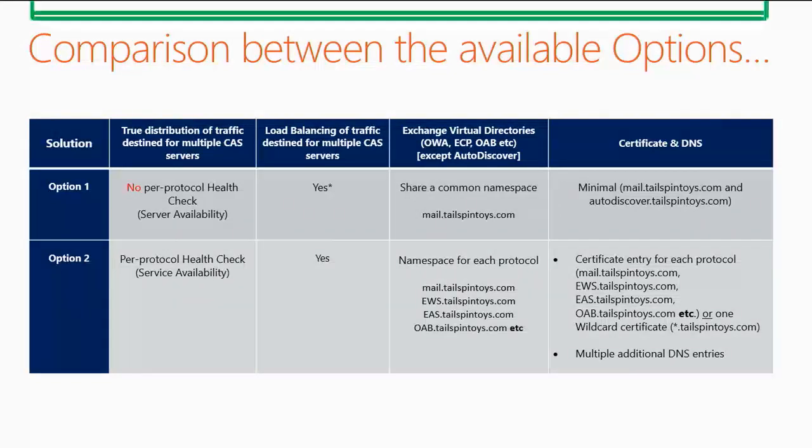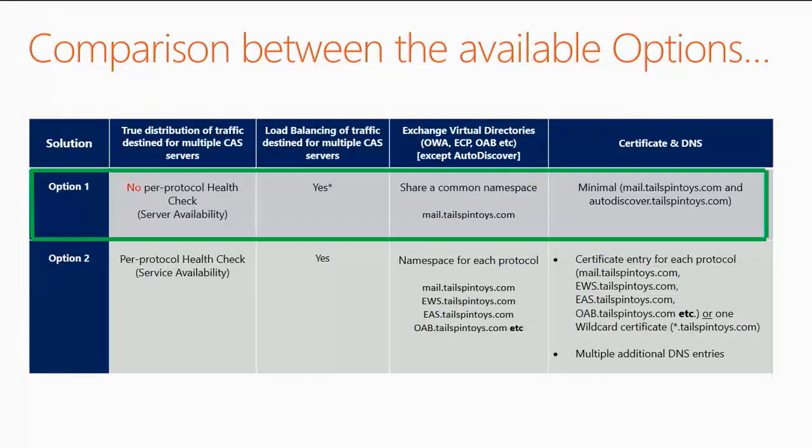So option 1, the first and foremost thing that clearly sticks out is that it does not perform per protocol health check. Thereby it's effectively only performing a server availability check, not a service availability check. It's only checking the state of the server, because of the way you've configured it. And from the admin's perspective, the last 2 columns that you see there, you've got minimal namespace, and that makes management easy for the admin.